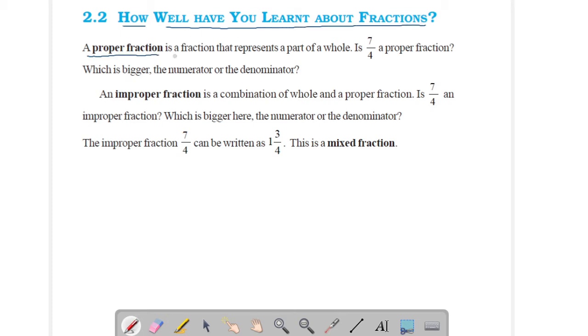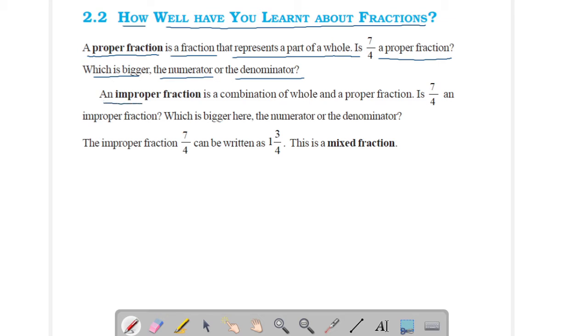A proper fraction is a fraction that represents a part of a whole. Is 7 upon 4 a proper fraction? Which is bigger, the numerator or the denominator? Here 7 is bigger than the denominator, therefore it is not a proper fraction. In a proper fraction, the numerator is smaller than the denominator. For example, 1 upon 4, 1 upon 3, 2 upon 3, these are all proper fractions.